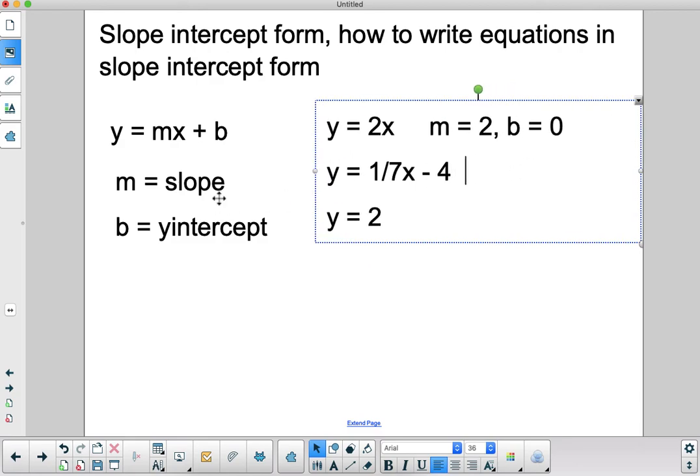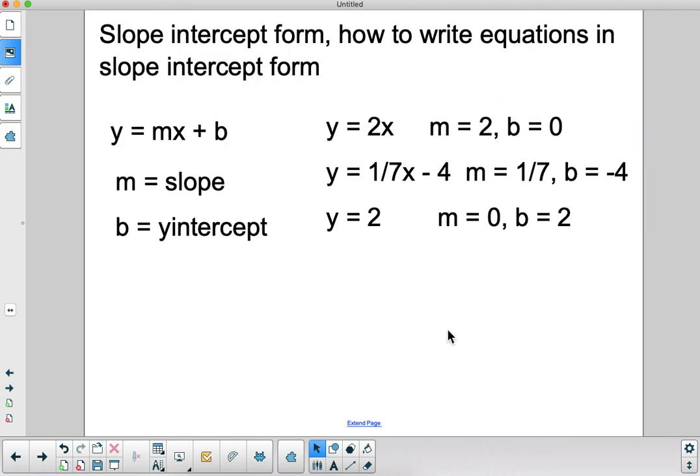In this next equation, if you notice, m would be 1/7, and b would be the number being added, which in this case is -4, since it's the same as adding -4. On this last one, if you notice, there's no x term, so there's no coefficient of x, so m is 0. b is the constant term, or just the value without the variable, so that would be 2.